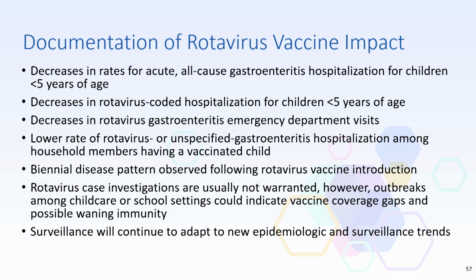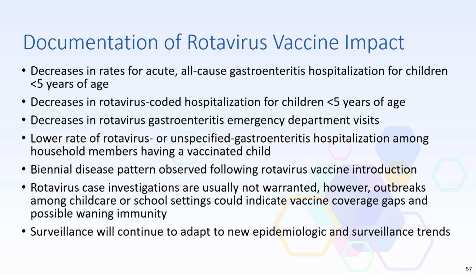A biennial disease pattern has been observed following rotavirus vaccine introduction, with higher rotavirus incidence during odd years and lower rotavirus incidence in even years. In more recent years, this biennial pattern seems to be diminishing with higher vaccine coverage, although still fewer than 80% of eligible US children receive a rotavirus vaccine.